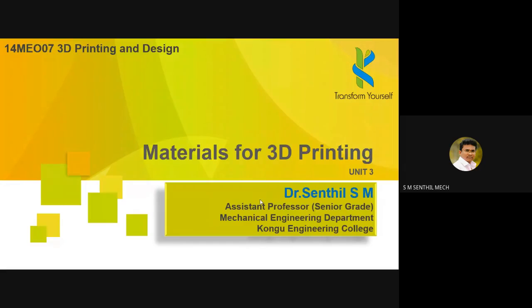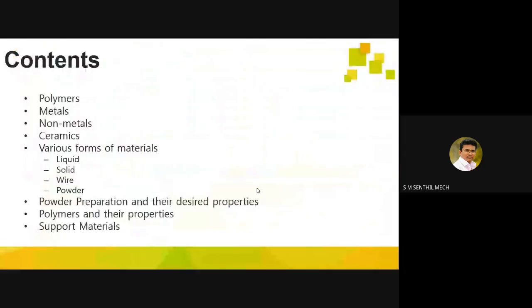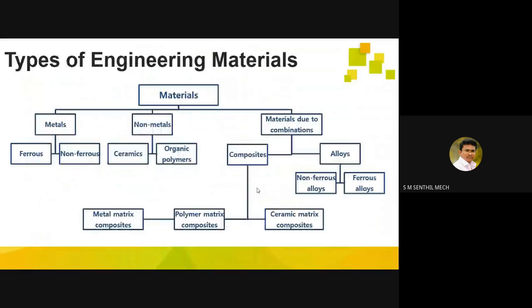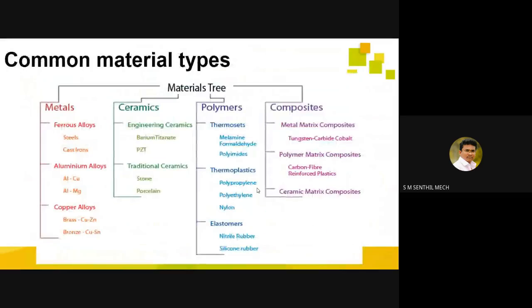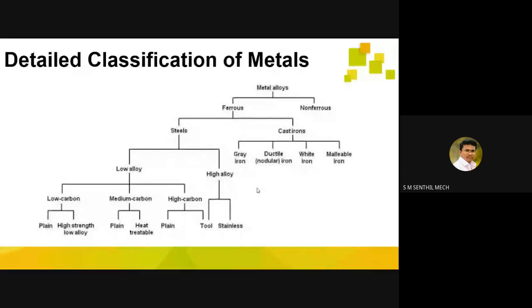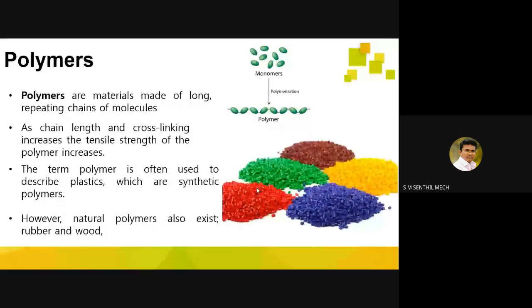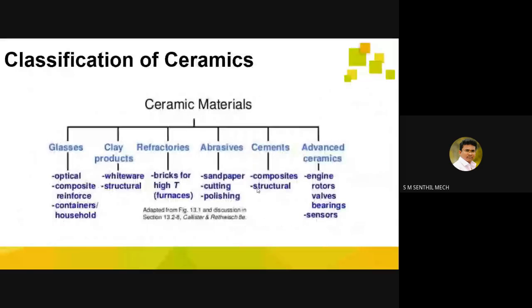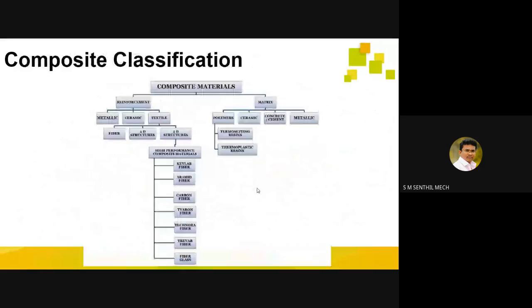I hope you attended your previous sessions. We are discussing the materials for 3D printing. Earlier we discussed the various types of engineering materials and the common material types used in recent engineering fields: metals, classification of metals, then polymers, classification of polymers, ceramics, classification of ceramics, composites, and classification of composites.